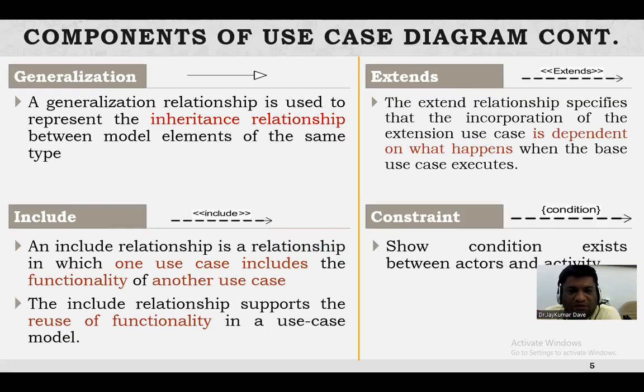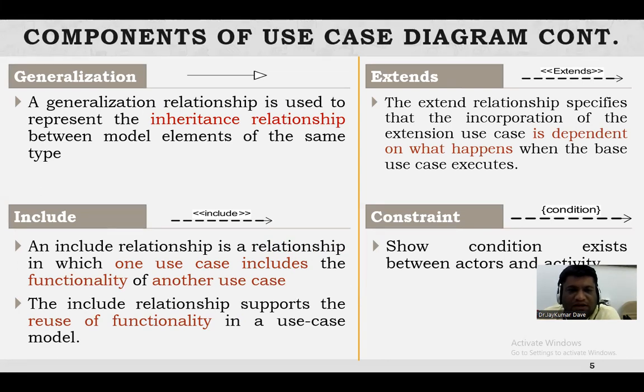Now we are going to discuss the multiple features of the use case. We can say these are components of the use case diagram itself. In that, there is something called generalization, then there is extend, then there is include, and then there is constraint. So one by one we are going to go through these four concepts.